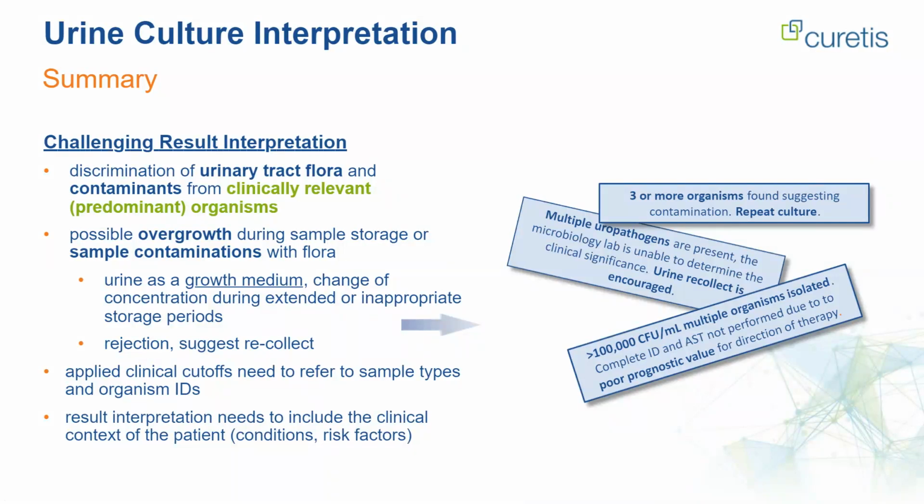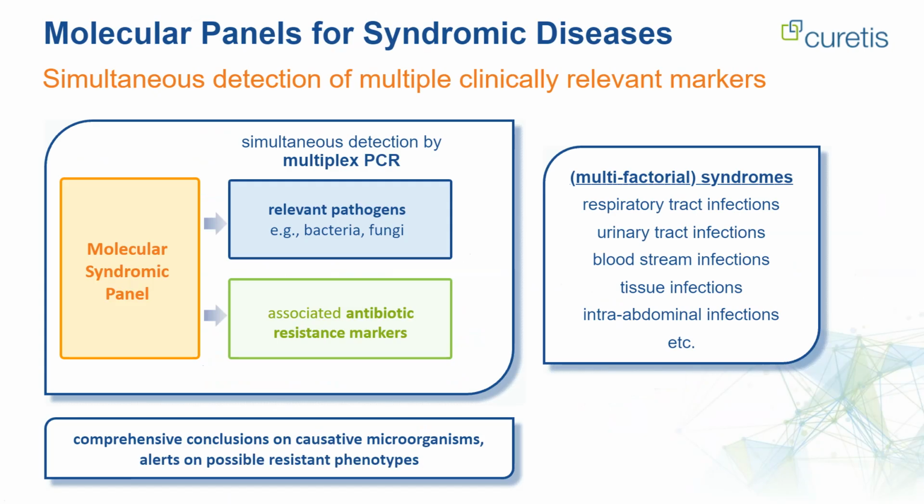But let's move on now to the molecular syndromic panels. The basic idea of such panels is that you are going to screen for all relevant microorganisms, ideally together with associated antibiotic resistance markers for a multifactorial disease syndrome. And you see some examples of such syndromes on the right side. Such simultaneous assessment is made possible by using multiplex PCR, thereby allowing comprehensive conclusions on possible causative organisms and alerts on possible presence of resistant phenotypes in a considerably shorter time frame compared to culture.